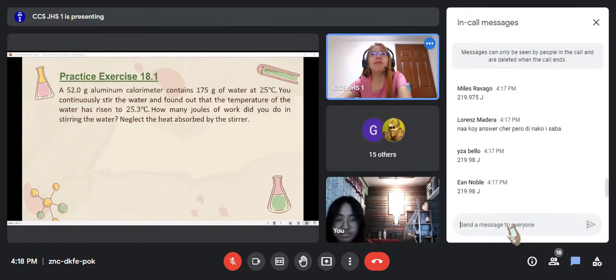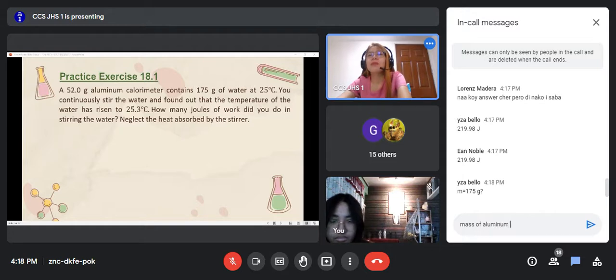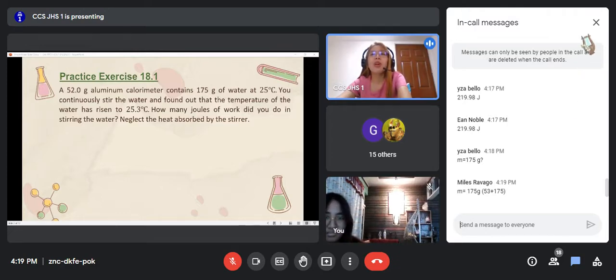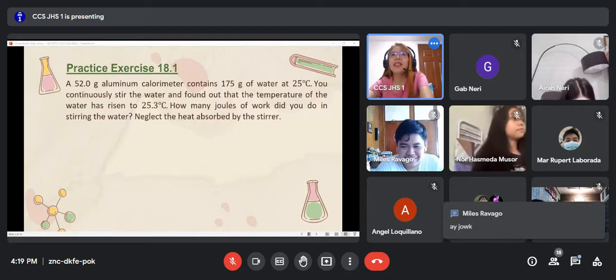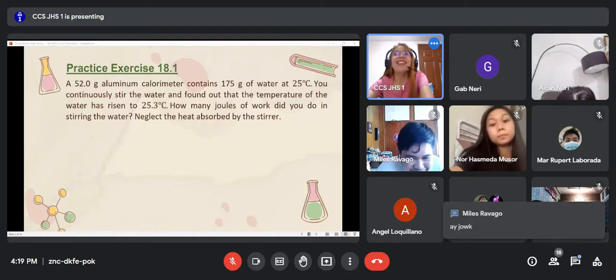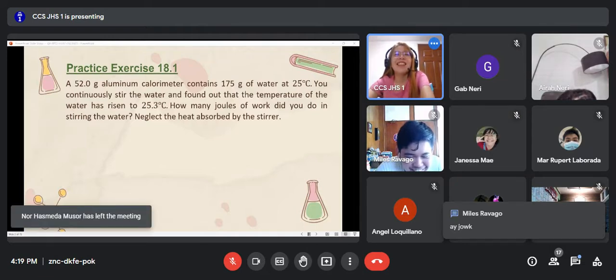Cite the given. What is 52 grams? Mass of what? There are two masses. Okay, mass of aluminum is equal to 52 grams. And then mass of water, 175 grams. You added the masses? It's okay.